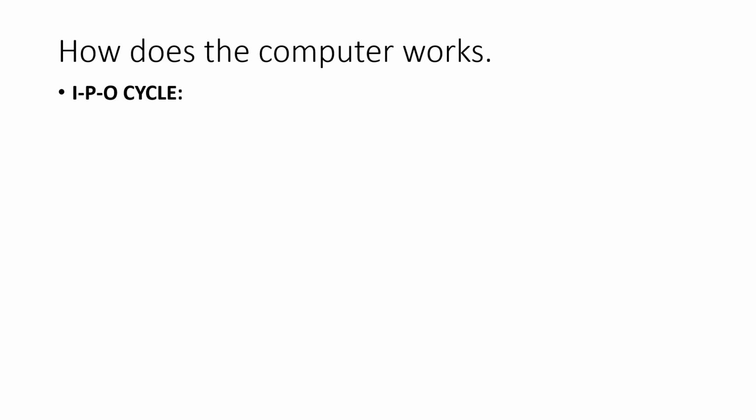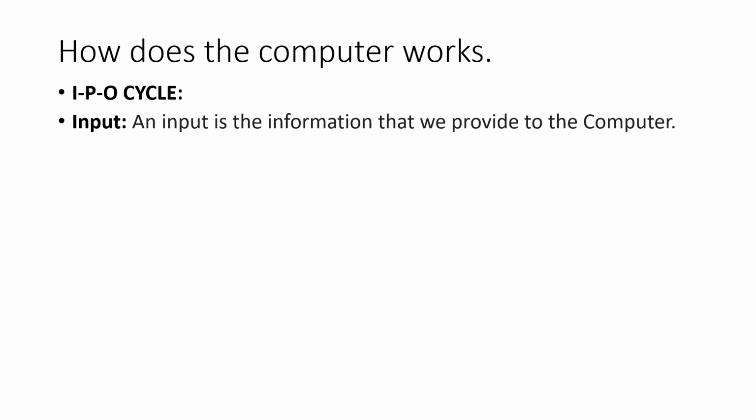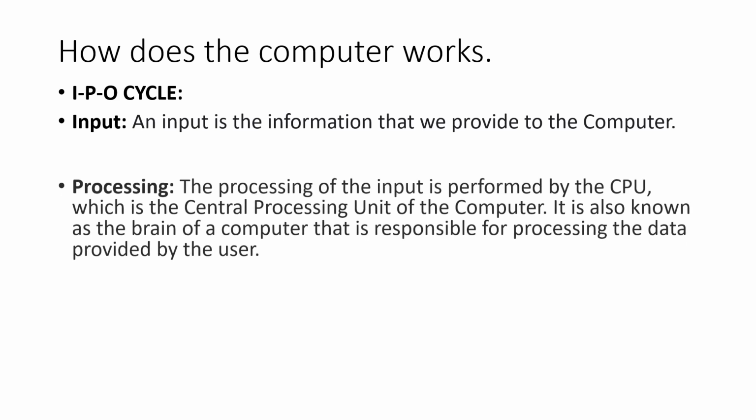IPO cycle. I means input. What is input? An input is the information that we provide to the computer. How do we give the input to the computer? Through the keyboard, by mouse or by touching the screen. Input can be in any form: through voice, through data like typing on the keyboard, through a camera, scanning the barcode, etc. Now we'll see the processing.